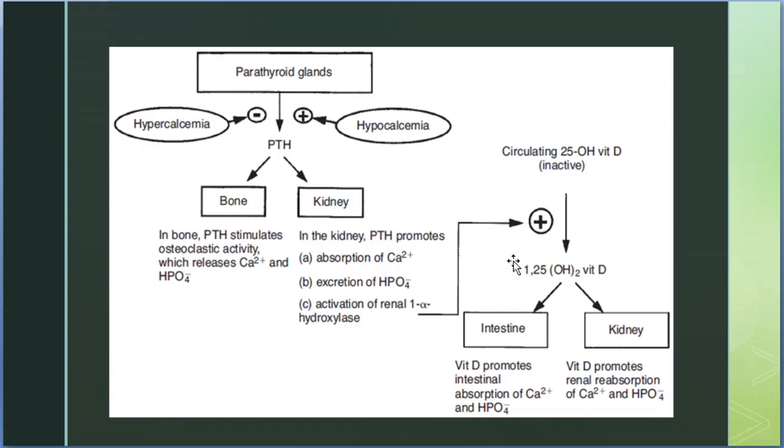In the intestine, this activated vitamin D promotes intestinal absorption of your calcium and your phosphate, while in the kidneys, your vitamin D promotes renal reabsorption of your calcium and your phosphate. So this is now the summary of the regulation of those three important hormones.